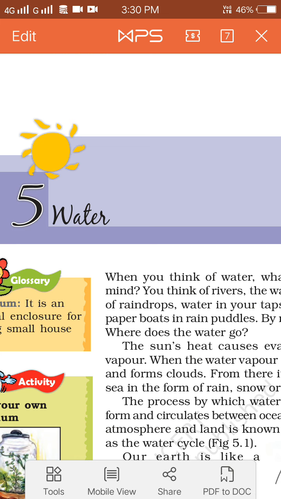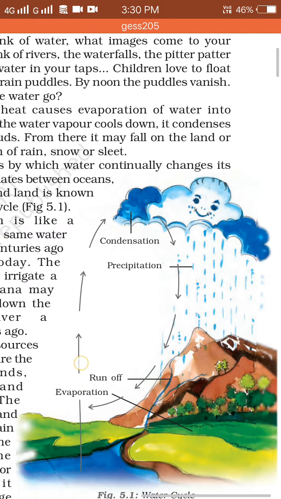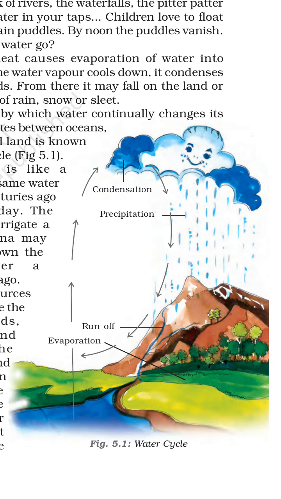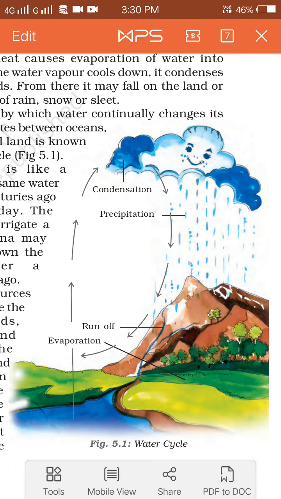When we speak about water, the images of rivers and waterfalls come to our mind. In the rainy season, children make paper boats and like to float them in rainwater. But after some time, the rainwater vanishes. Where does the water go? Some water seeps into the ground and some water gets evaporated. Let's understand it by the process of the water cycle.